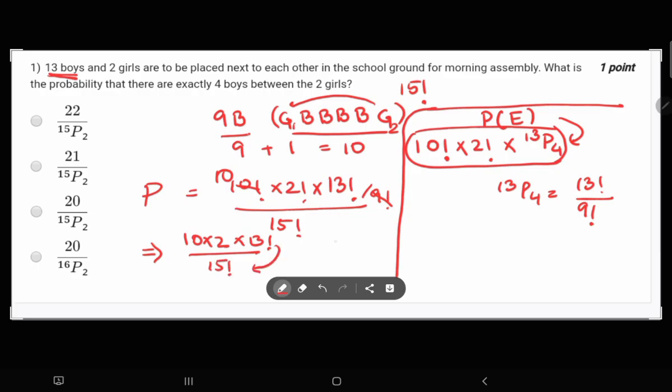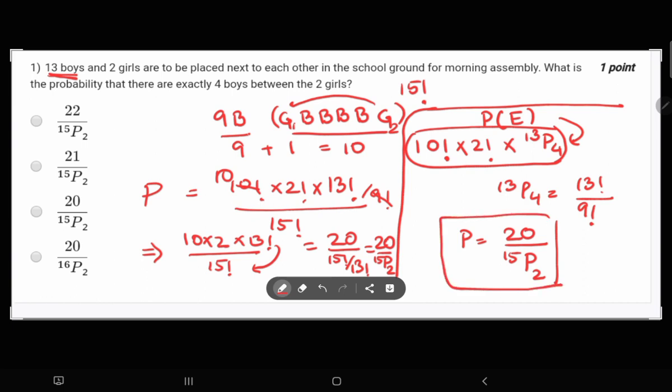Transposing this here, we will get 20 divided by 15 factorial divided by 13 factorial, which will be equal to 20 by 15 P2. So the probability would be 20 divided by 15 P2, and here option C would be the correct answer.